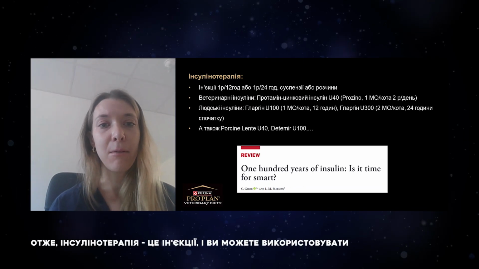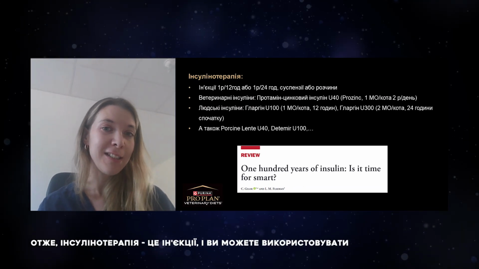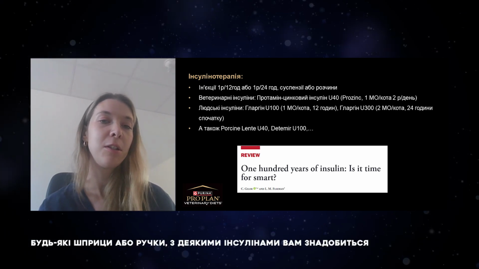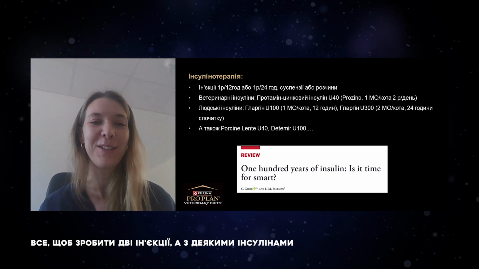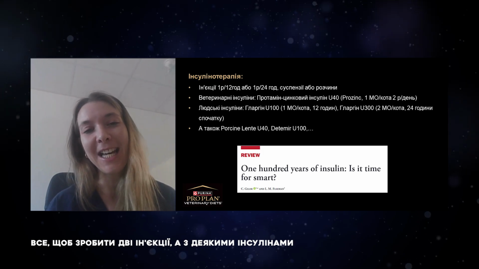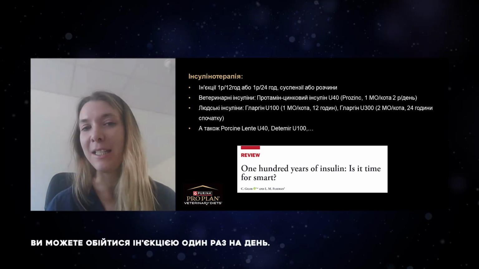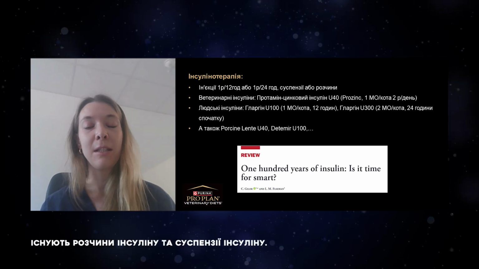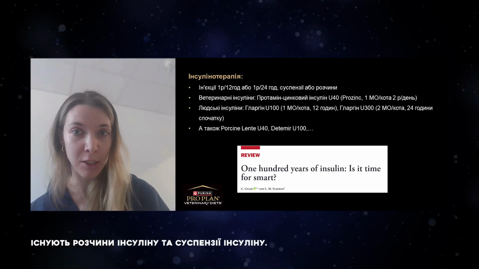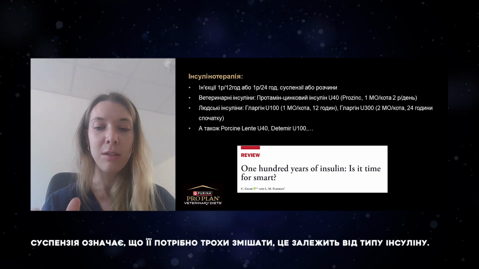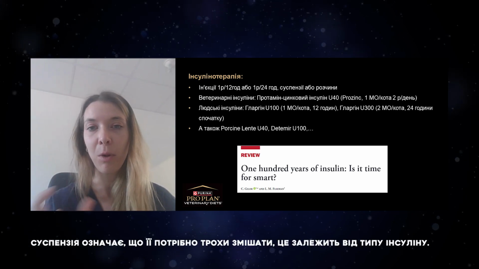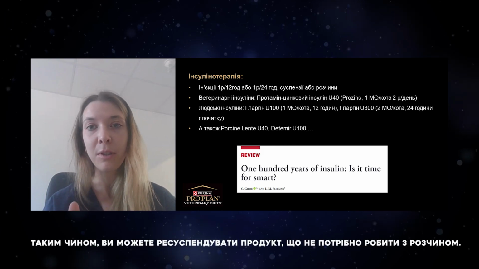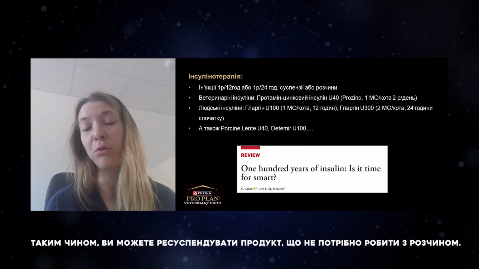So for the insulin therapy, it will be in injections, and then you can use vials, syringes or pens. And with some insulin, the owner will need to give 2 times a day injection. And with some insulin, you can actually manage with once a day injection. There are insulin solutions and there are insulin suspensions. So the suspension, it means you need to mix it a little bit or roll it a little bit, it depends on the type, so that you can resuspend the product, which you do not need to do with a solution.